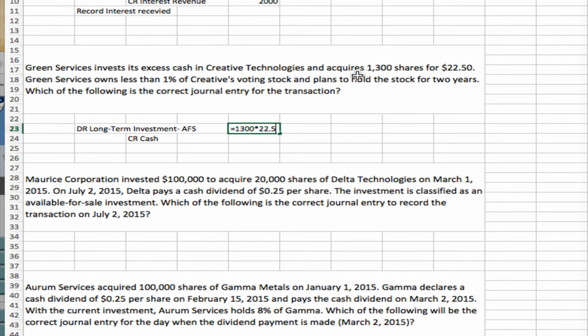1,300 times 22.5 gives me $29,250. So that's what goes in my long-term investment available for sale account to record the asset of this invested stock and the cash that I paid for that.